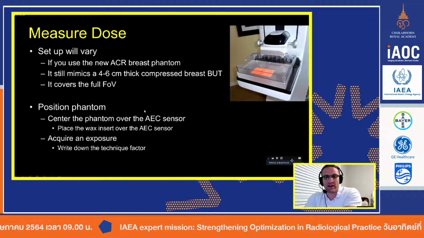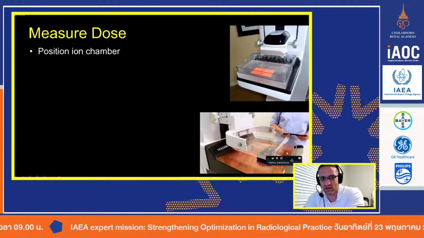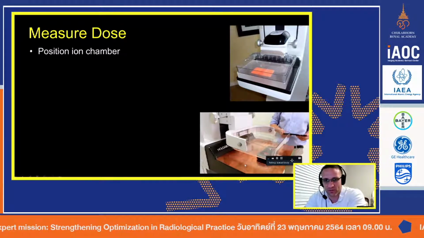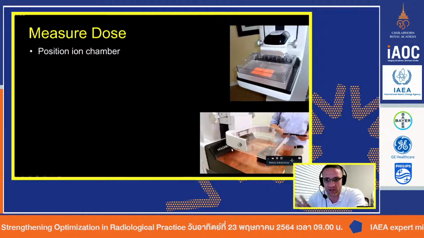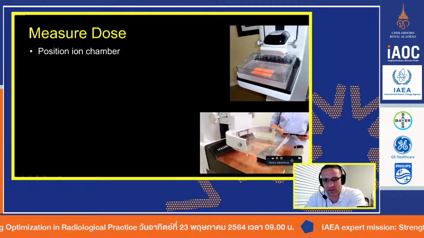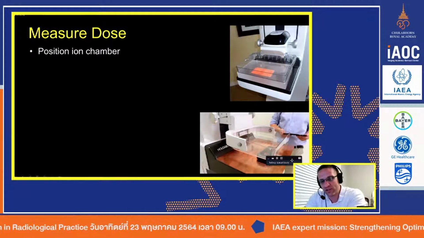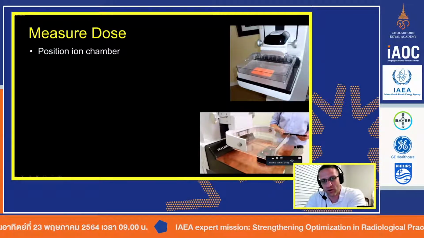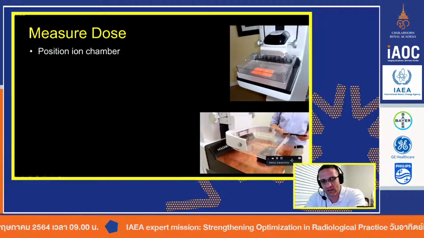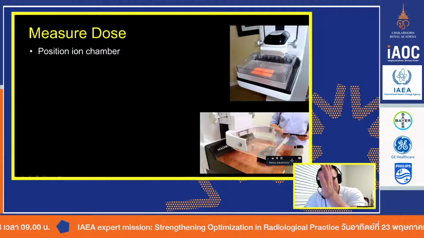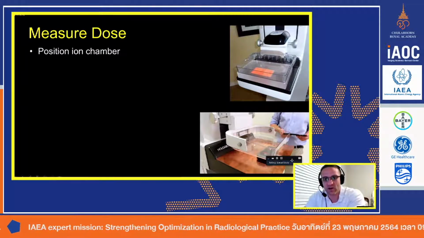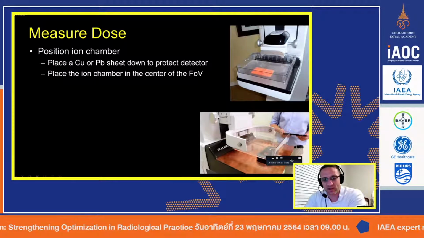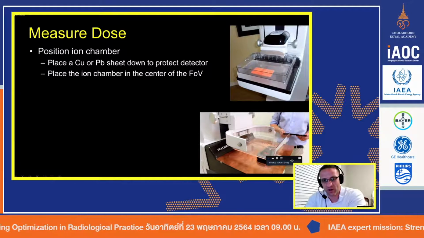So once you've written that down, you take that phantom out. A good practice is to place a sheet of copper or some kind of lead or something, just to cover and protect the detector. And then you place your ion chamber or your digital probe, once again, in the system, centered over where the AEC chamber is. You've got the compression paddle, of course, in the field of view. But you can't use the AEC because you've got a big copper plate here.